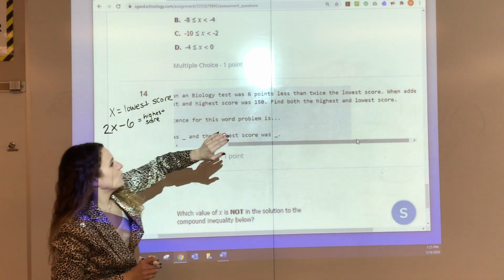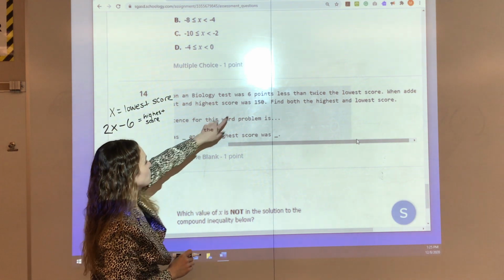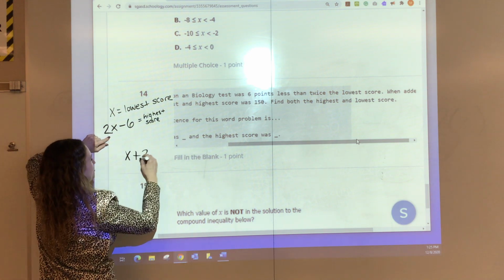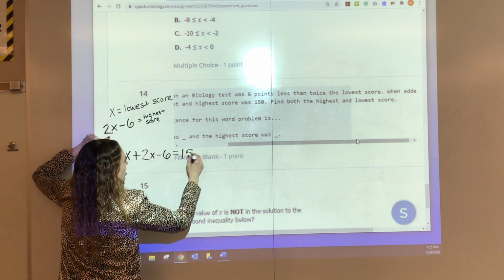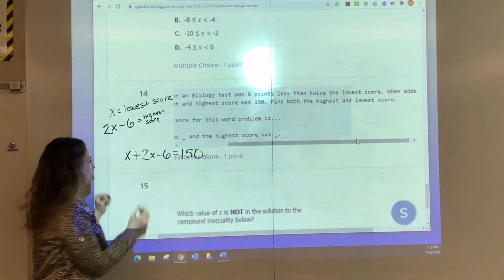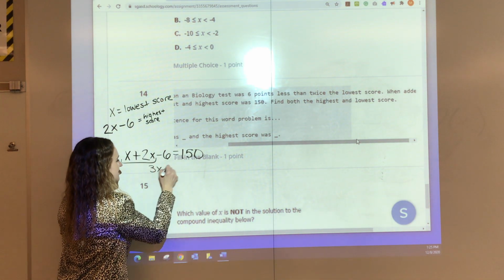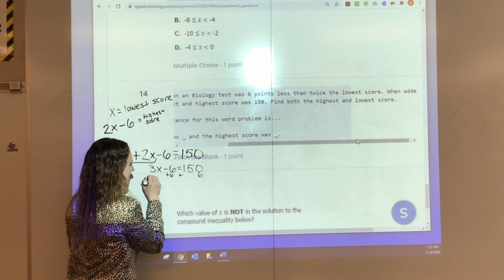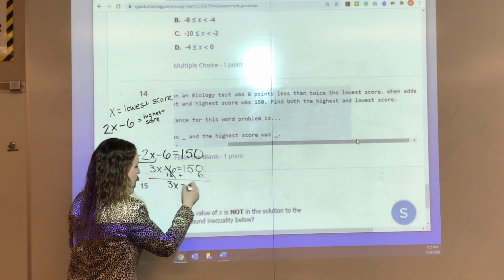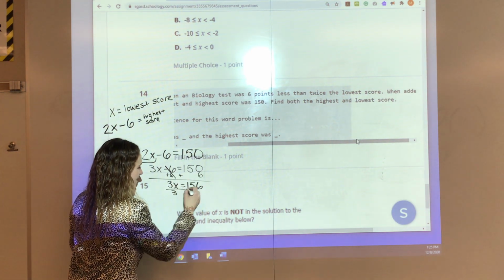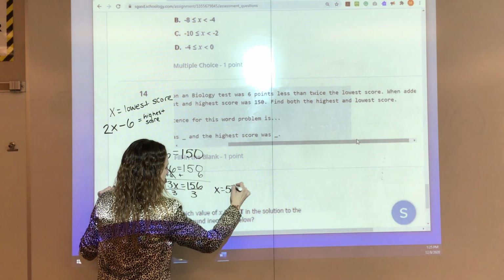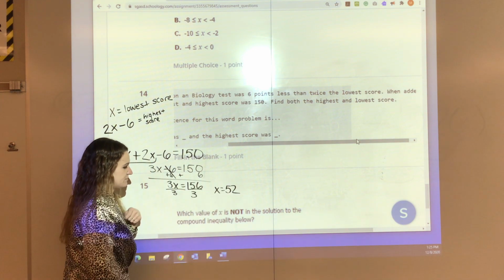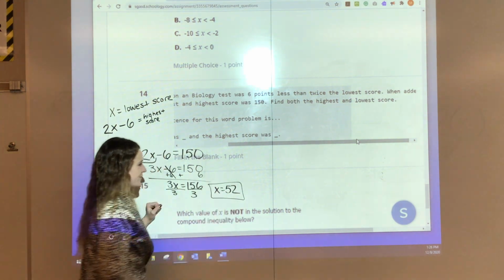The next sentence said, when added together, the lowest and highest score was 150. So if I take the lowest score, x, and I add it to the highest score, which is 2x minus 6, that should equal 150. Well, let's find out. We're going to combine our like terms, giving us 3x minus 6 equals 150. We'll add 6 to both sides. Goes away there. 3x equals 156. And when I divide by 3, x is going to equal 52, because 3 goes into 15 5 times, 3 goes into 6 twice. All right, that's the low score.